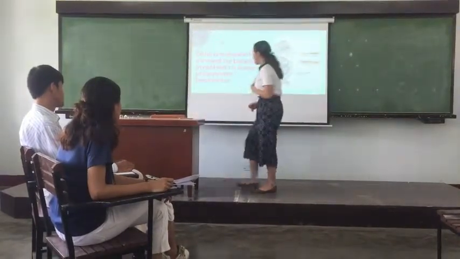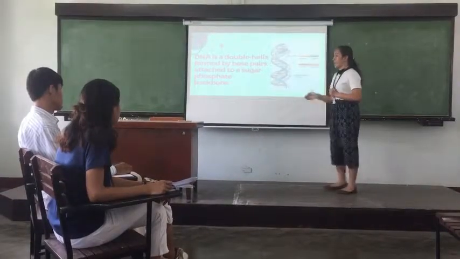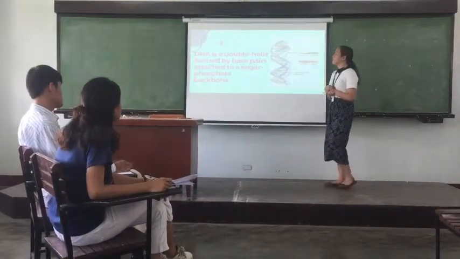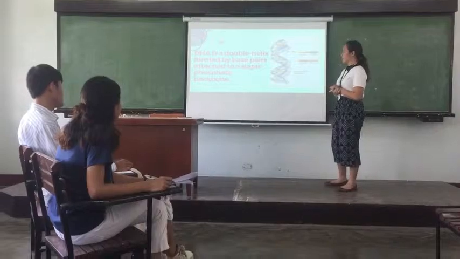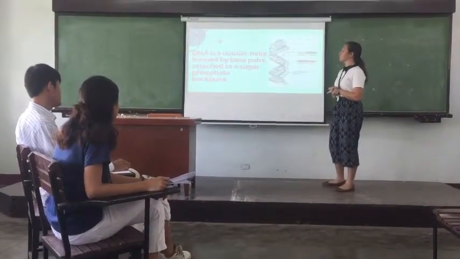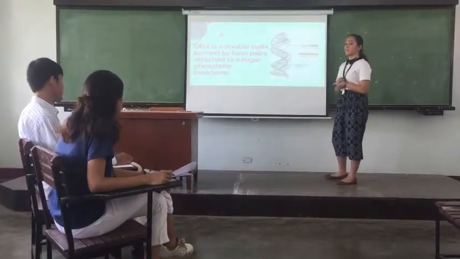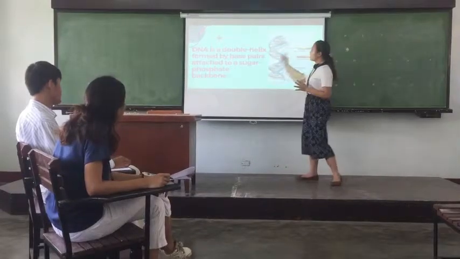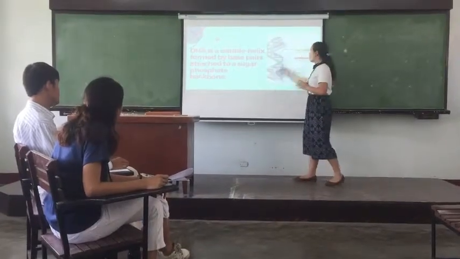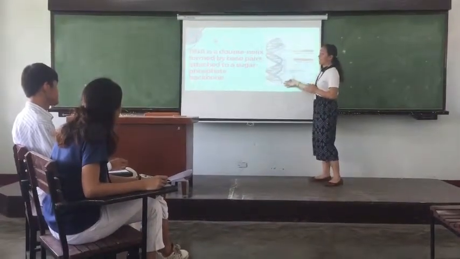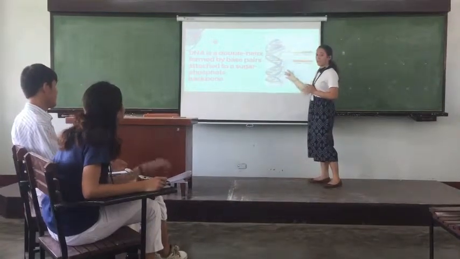Now, let's have this description of DNA. Can you read? DNA is a double helix formed by base pairs attached to a sugar phosphate bond. So, what do you mean by double helix? So, basically, this is how a DNA looks like. Are you familiar with it?